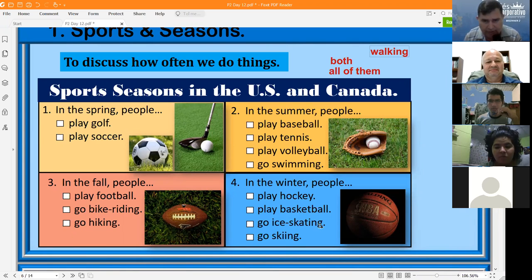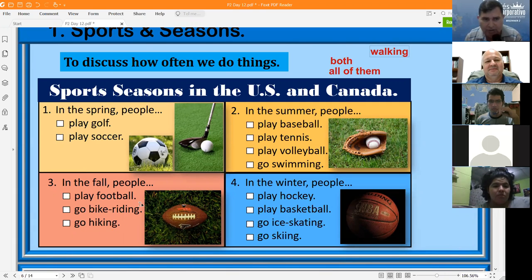Also, what else? So they play ice hockey, they play basketball, go ice skating, and go skiing. Skiing. Yes, okay. Which of these sports is your favorite? Golf, soccer, football, bike riding, hiking, but these are not sports, only this one. Baseball, tennis, volleyball, swimming, hockey, basketball, ice skating, or skiing. Which of these sports are your favorite?